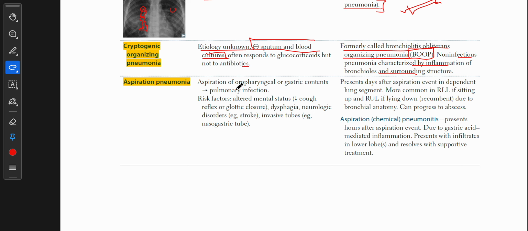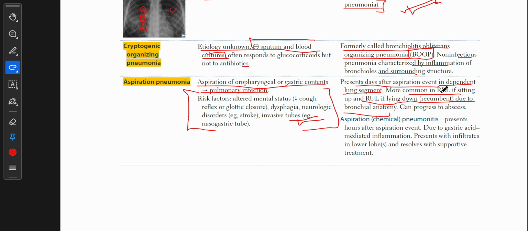In aspiration pneumonia, there is aspiration of oropharyngeal or gastric contents that leads to pulmonary infection, right? Risk factors are altered mental status, that is decreased cough reflex or glottic closure, dysphagia, neurologic disorders like stroke, and invasive tubes like nasogastric tubes. It presents days after the aspiration event in a dependent lung segment. It is more common in the RLL if sitting up, and the RUL if lying down, recumbent, due to bronchial anatomy, right?